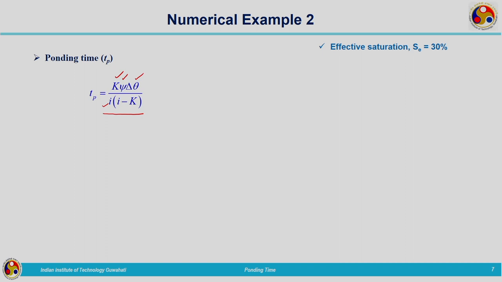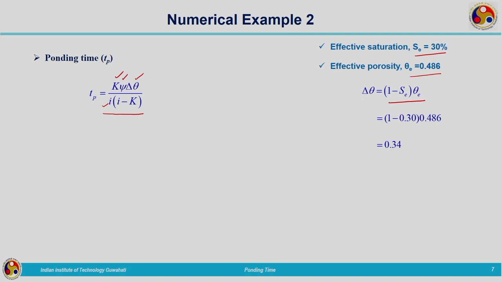So, we need to calculate delta theta as we have done in the previous example. We will be calculating delta theta by making use of effective saturation given, that is SE is equal to 30% and effective porosity theta E is equal to 0.486. What is the expression for delta theta? Delta theta is given by 1 minus SE multiplied by theta E, just substitution. It can be calculated as 0.34. Delta theta is calculated as 0.34.